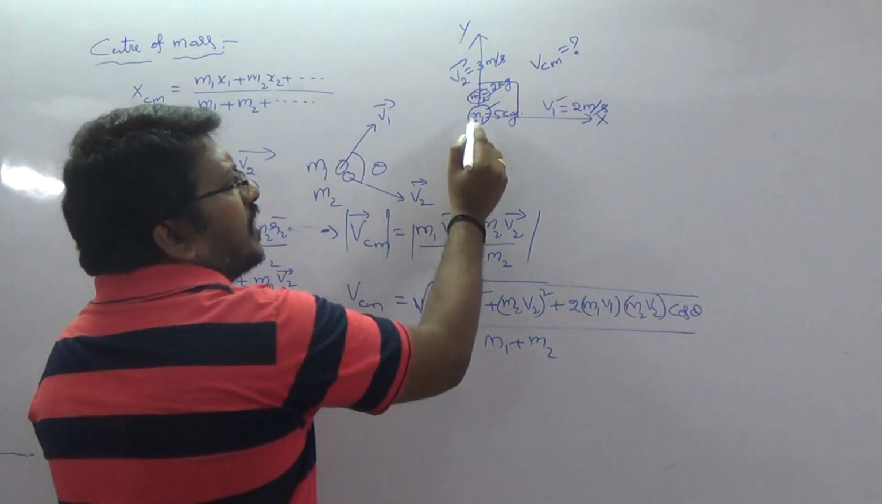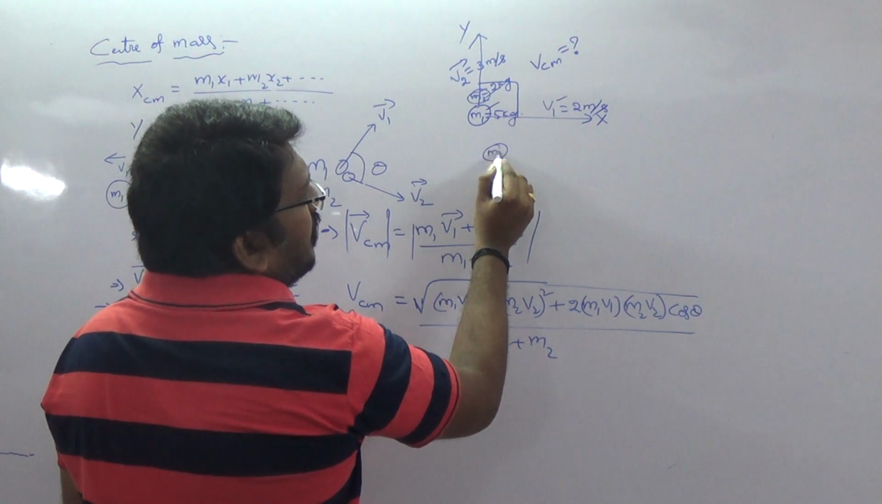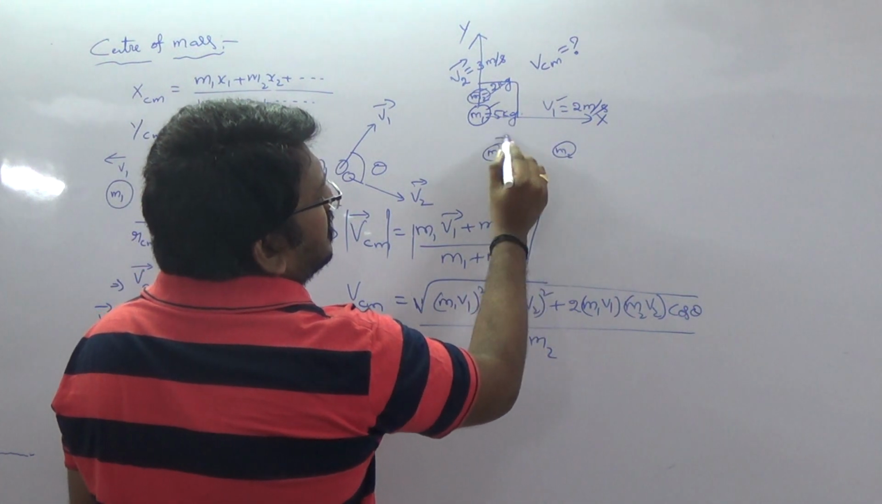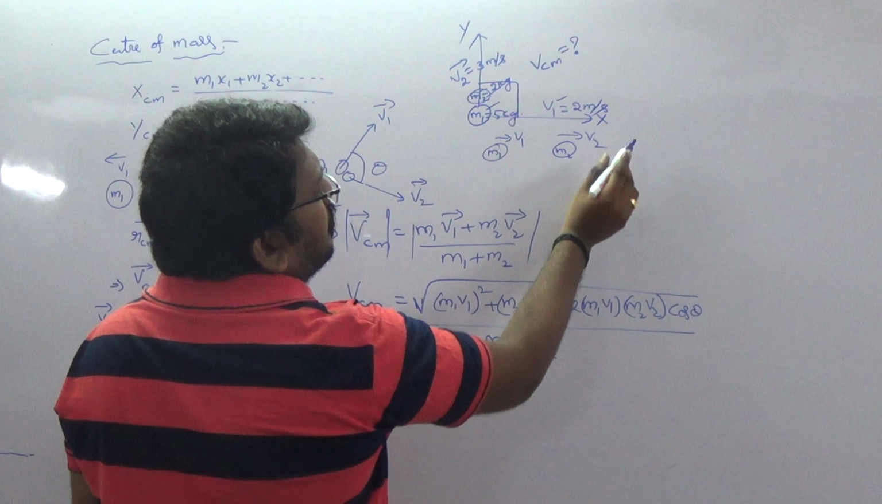For example, they are traveling in the same direction, m1 and m2, both traveling in the same direction with velocities v1 and v2.